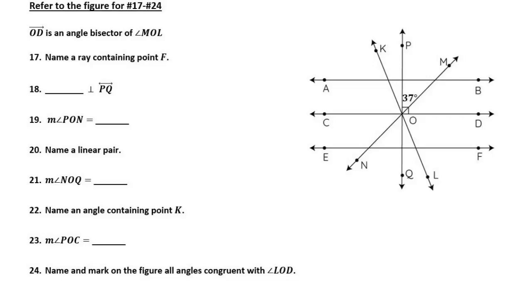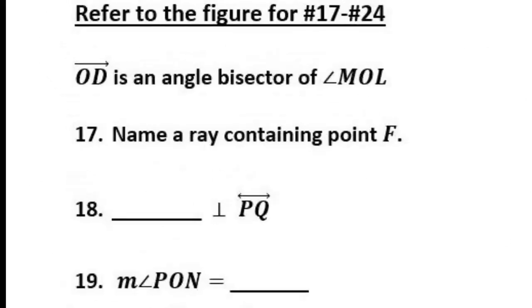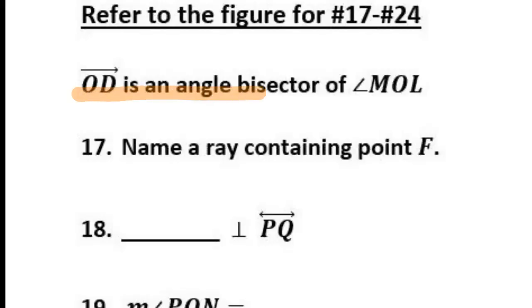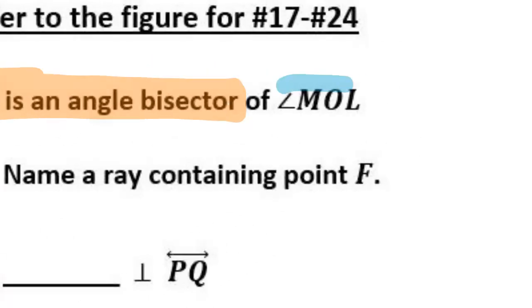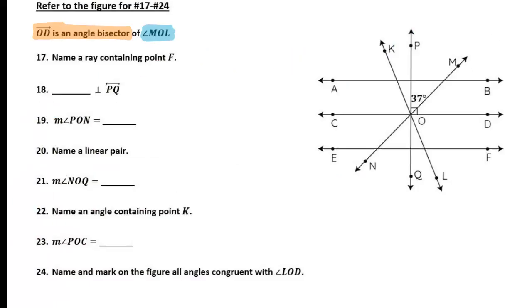Problems 17 through 24 all use this picture over here off to the right. Something that I want you to take note of right here at the beginning because it will become important later on as we're looking through these problems. It says right here that ray OD is a bisector of angle MOL. We will need that later.